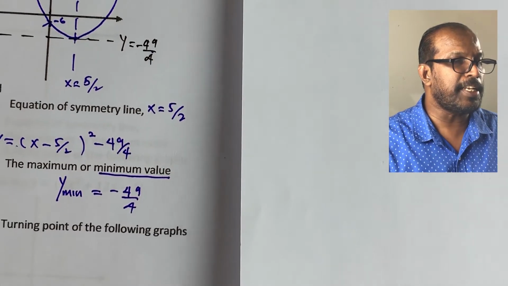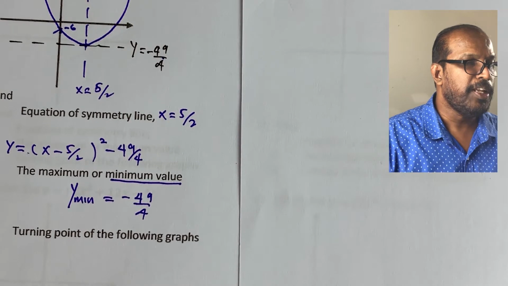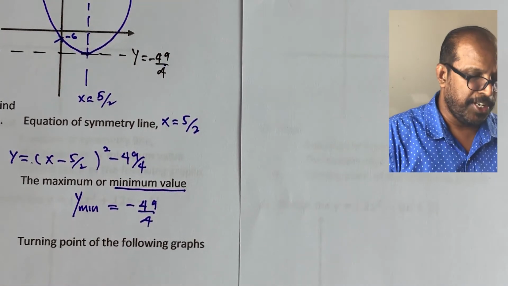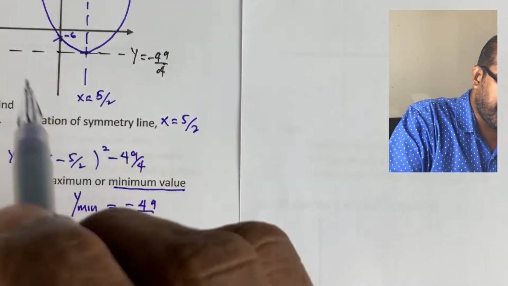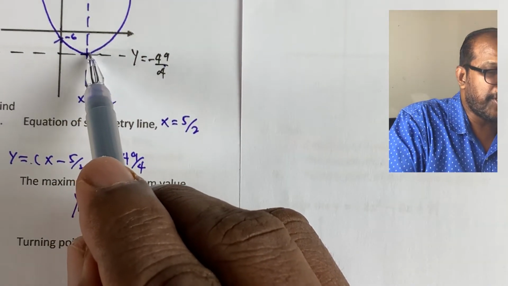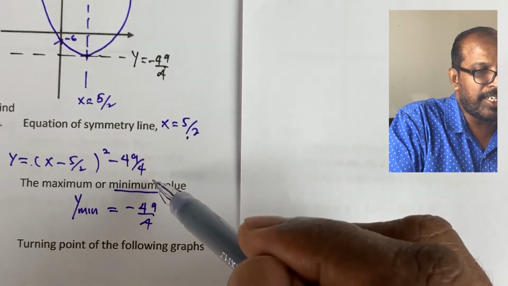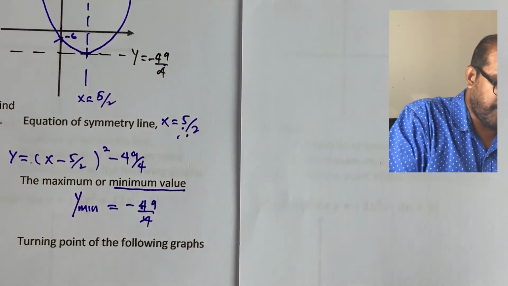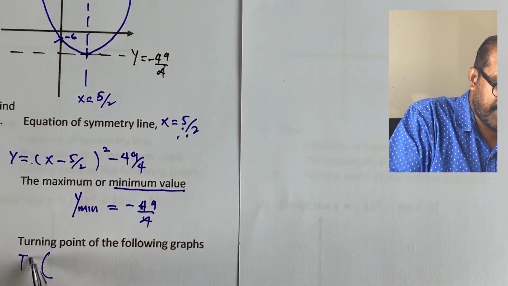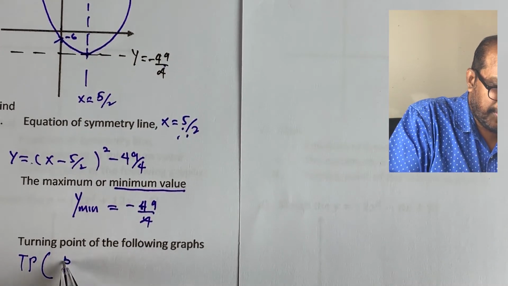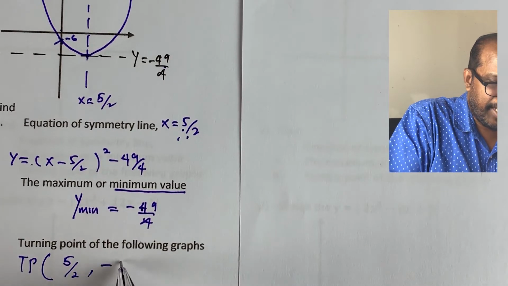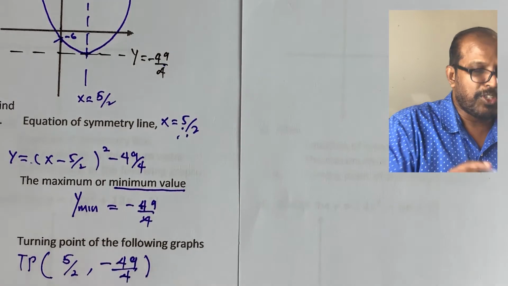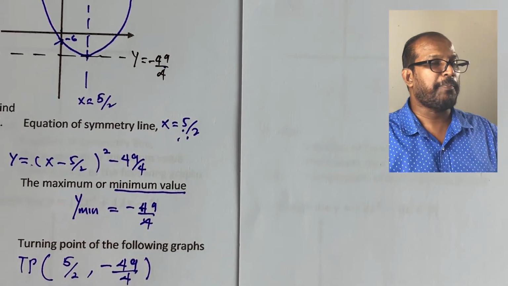Now we need to get the turning point, which is sometimes called a stationary point. This will be the answer because this is a turning point. We have the x value and we have the minimum value, so the combination of these two is the turning point. So the turning point is x equals 5 over 2, followed by y equals negative 49 over 4. So I found the turning point.